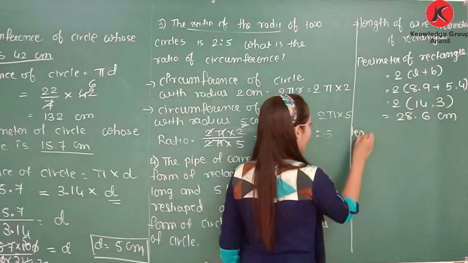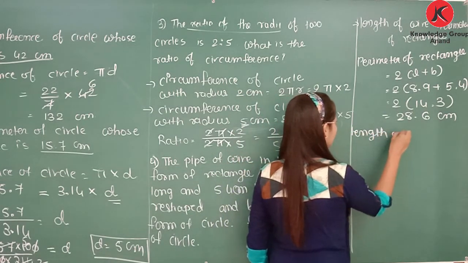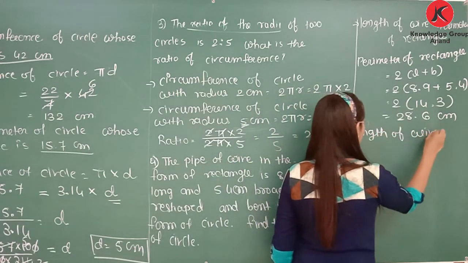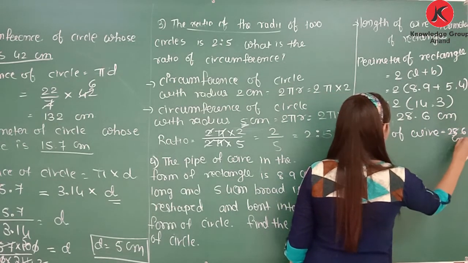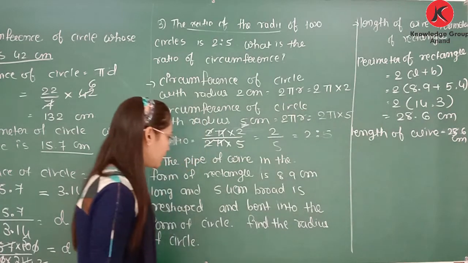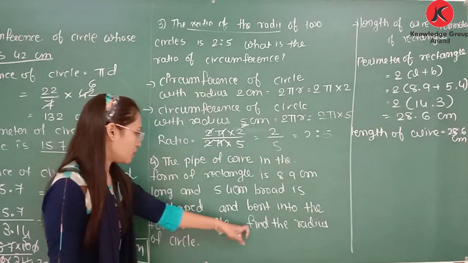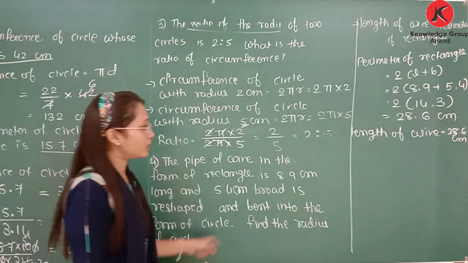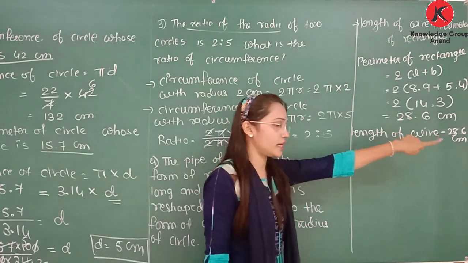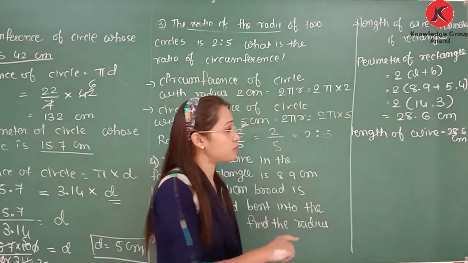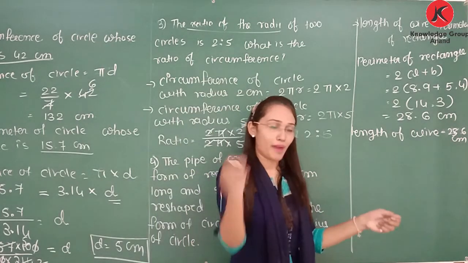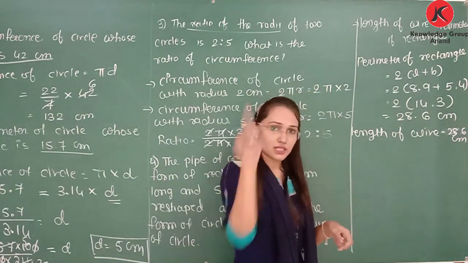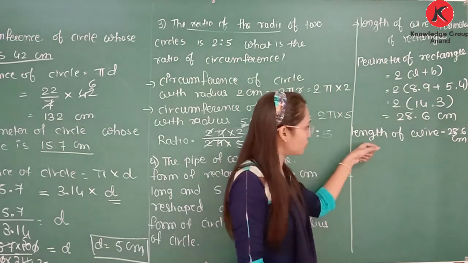So length of wire is also 28.6 centimeters. Now you need to find the radius of the circle. So here length of wire is 28.6 centimeters. Then it is the circumference of the circle also, because if we take a wire and bend it into a circle, the circumference of the circle is equal to the length of the wire.